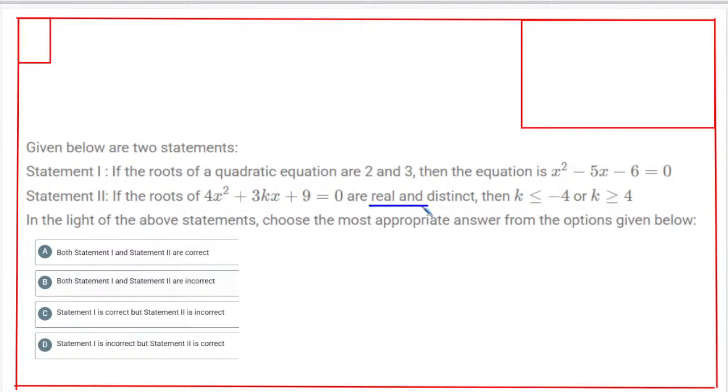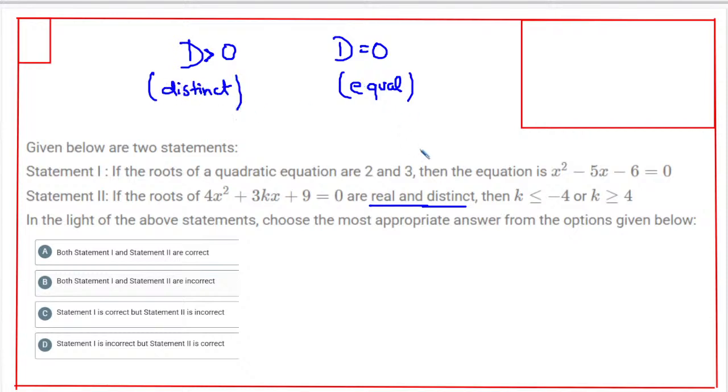So for real and distinct roots, the discriminant is always a positive number. Remember this thing, it is always positive. When D equals 0, it will give you equal roots. And when D is greater than 0, it will give you distinct, unequal roots. So in this case, we have to check this one, not this one. This is b square minus 4ac. b square is like 3k square minus 4ac. This must be positive.